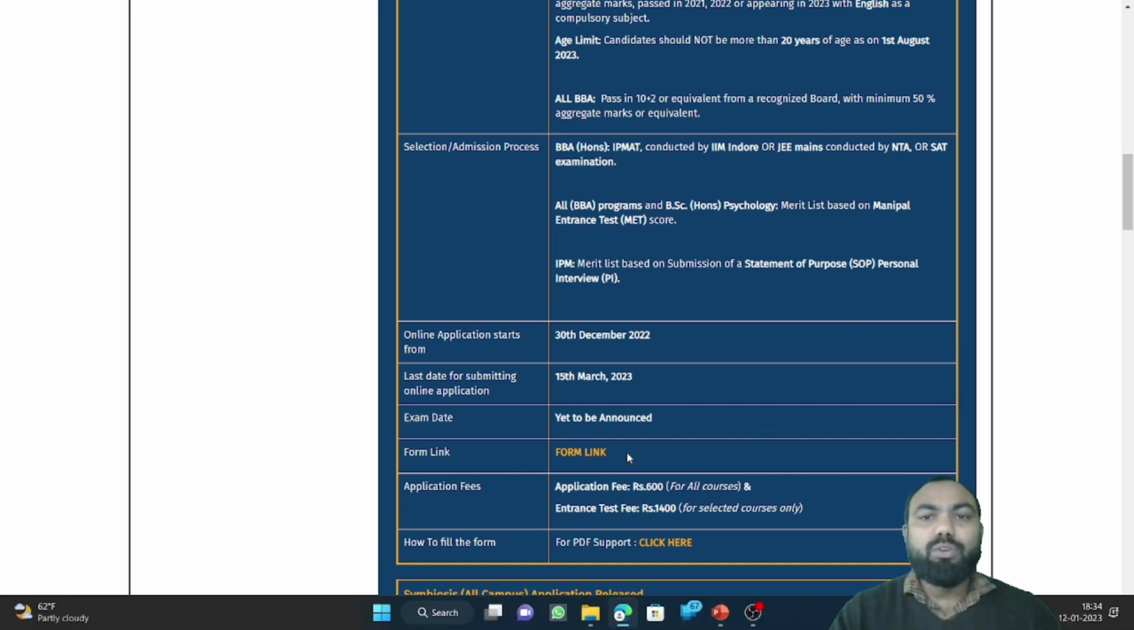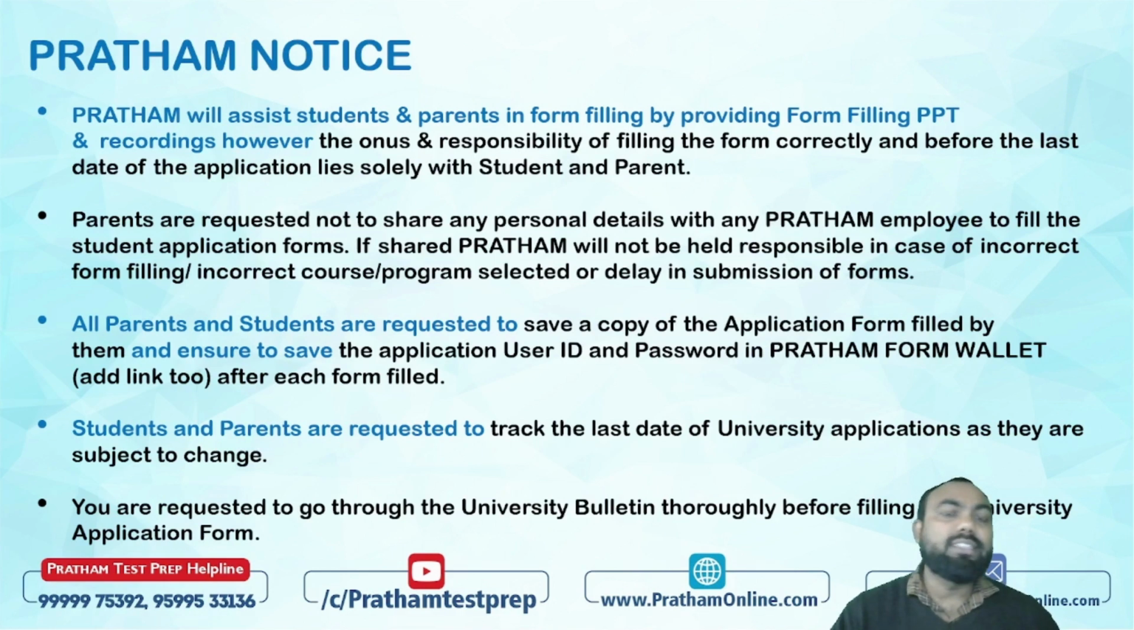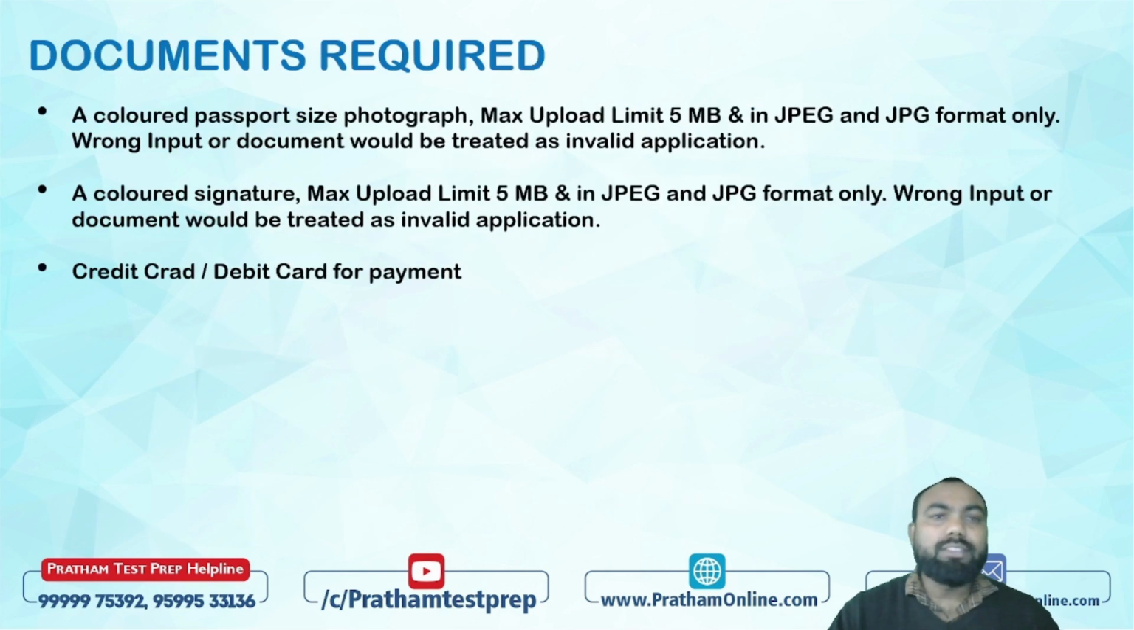Now let's move to our presentation. Here we can see the Pratham notice. This Pratham notice is basically the basic do's and don'ts, the things to be considered during the form filling session. You can just go through it once. Here we can see the documents required: a passport size photograph, and a signature is also required. The maximum upload size is 5 MB, and the accepted formats are JPEG and JPG. We also require a credit card, debit card, or any preferred payment method, which will be available at the payment page at the end of your form filling process.